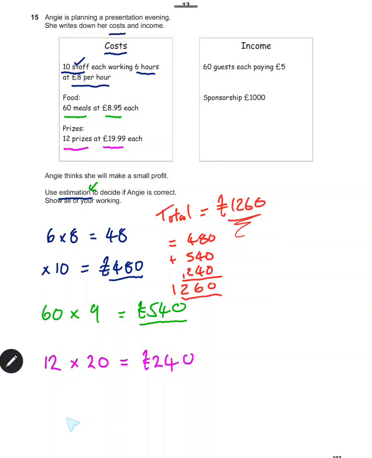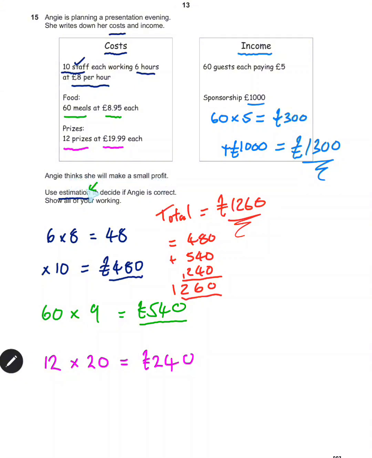If we now look at the cash coming in, the income, well, there's 60 guests paying £5 each. So we're going to get 60 lots of 5. Well, 5 times 6 is 30 with another 0 on the end. And then she's going to get £1,000 sponsorship. So altogether, she's going to get £1,300. That's what she's got coming in.